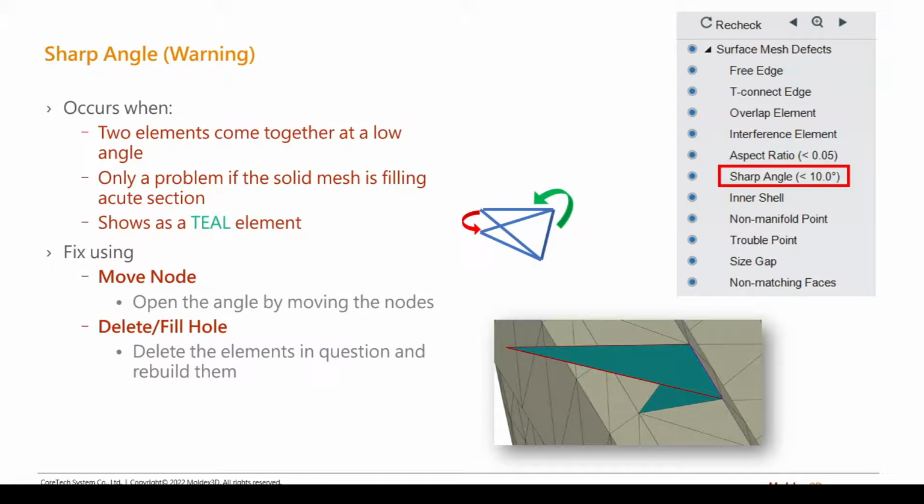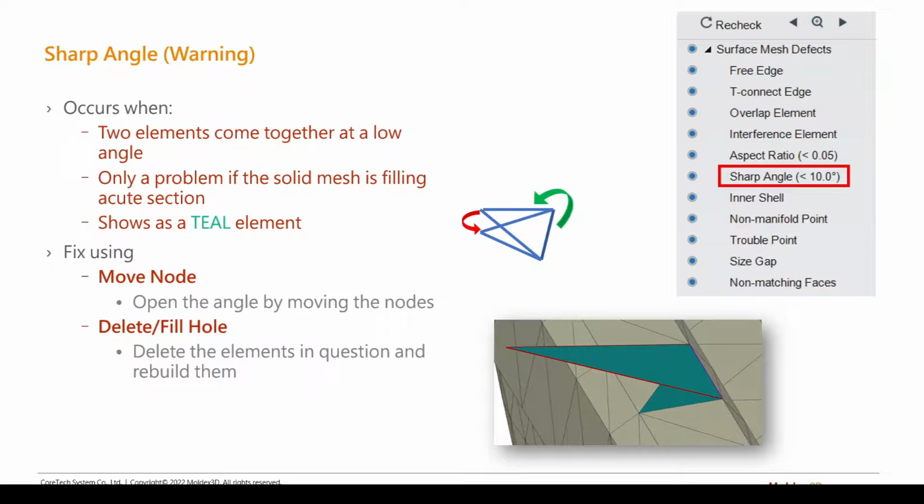Because if it's an acute angle, that can be really difficult to create the boundary layer mesh between those two elements. And in that case, those sharp angles are a problem. But in the case of a reflex angle, we're actually creating boundary layer mesh on the opposite side around that reflex, and that's actually very easy to do. So you really need to identify what type of sharp angle it is, whether it's an acute angle or a reflex angle, and you can typically fix this by using the move node tool.